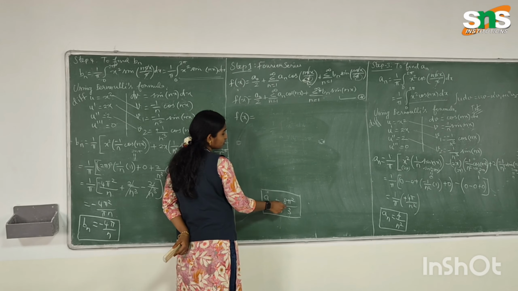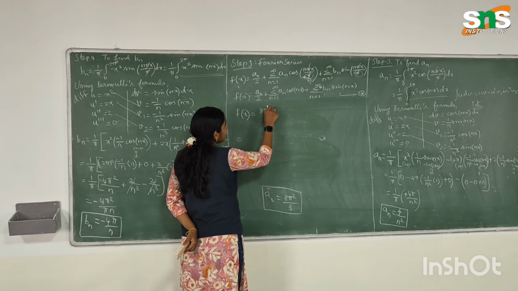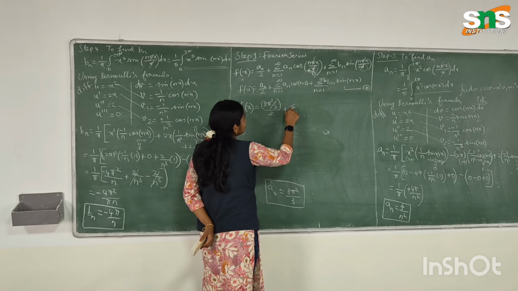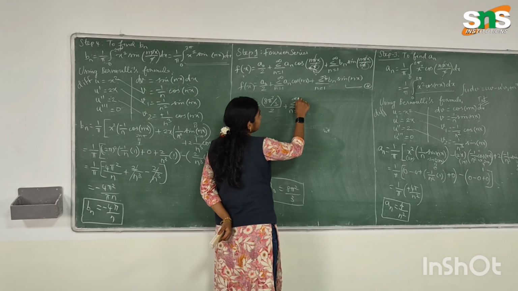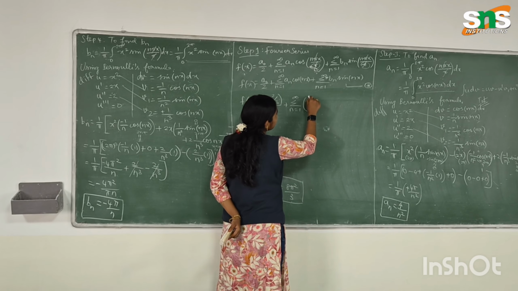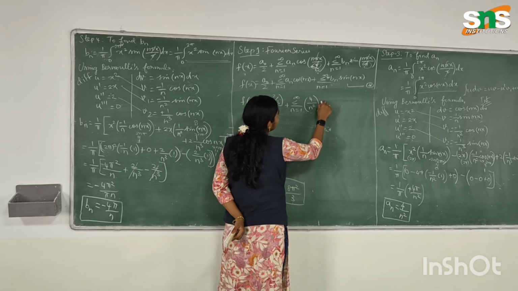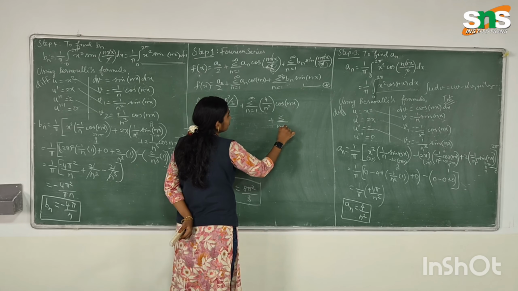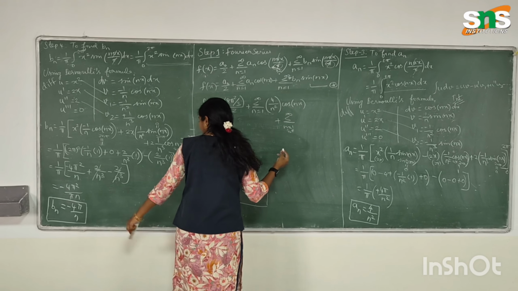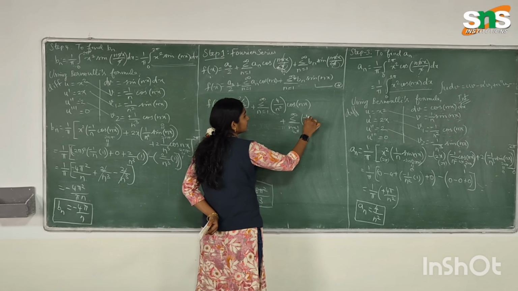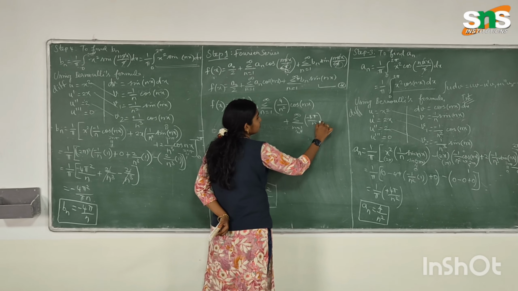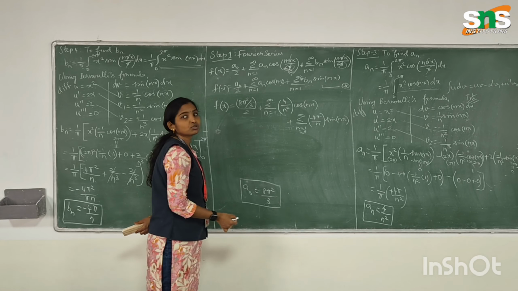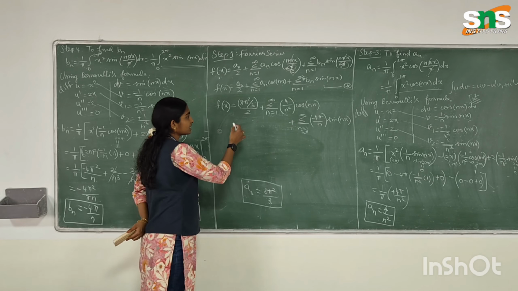f of x is equal to a0 divided by 2. So 8 pi square divided by 3 divided by 2 plus summation n is equal to 1 to infinity an. What is an? It is 4 divided by n square into cos nx plus summation n is equal to 1 to infinity bn. What is bn? It is minus 4 pi divided by n into sin nx. So this is how we substitute the values of a naught, an and bn in the star equation.